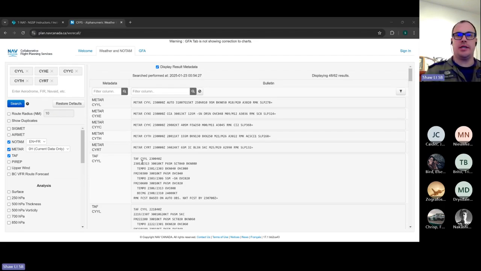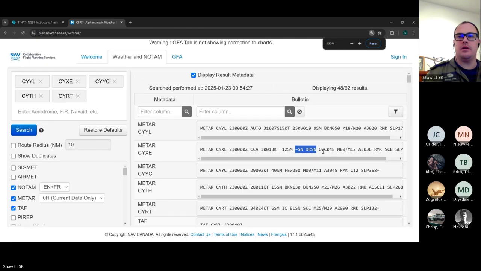Anybody else want to take a crack at one of them? Okay, no volunteers. Well, thanks, Calder. Let's see, I've got Saskatoon here. What is it that I've highlighted there? What does that mean? Let me zoom in a little bit. Does anybody know?